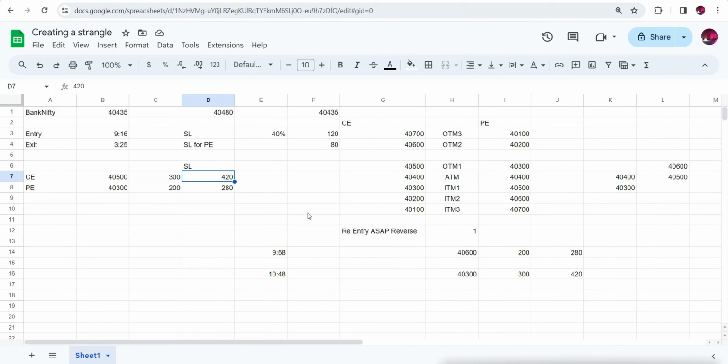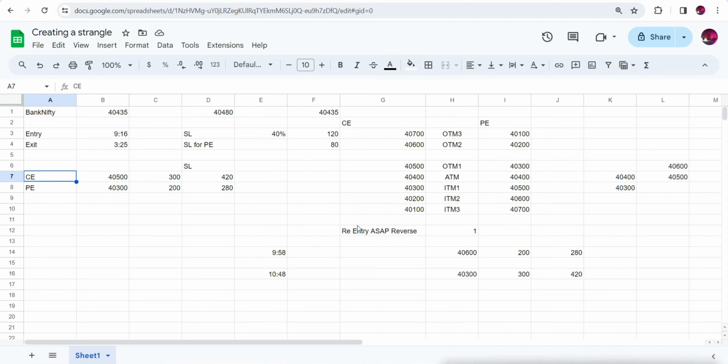So traders, assume at 9:16 in the morning, according to our strategy, it sold call and put at 4,500 and 4,300, that is one strike out of the money. Entry is 300 and 200, and stop loss is 420 and 280. Now at 9:58, our call side stop loss was hit.